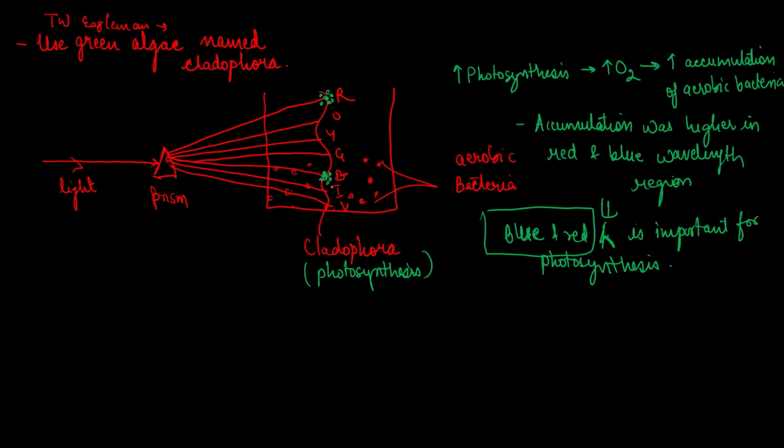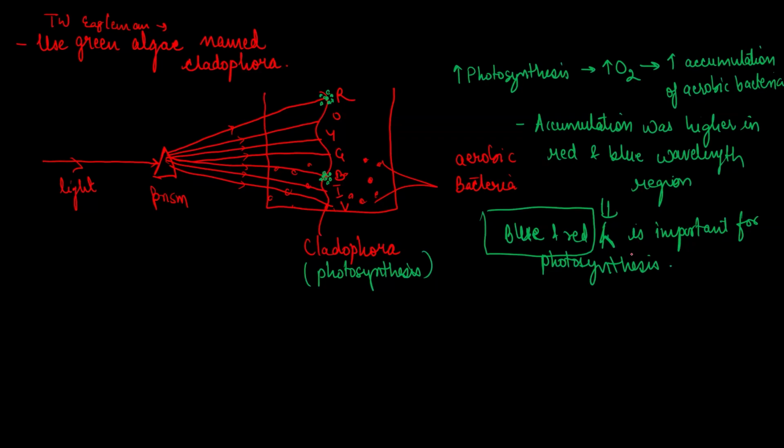After some time, when the light of different wavelengths fell onto different regions of the Cladophora, he found an accumulation of aerobic bacteria in certain regions. These regions are represented by these green dots here, and they are the regions where light of the wavelength corresponding to the blue ray and red ray falls. From this, he concluded that the blue and red wavelengths of light are important for photosynthesis.